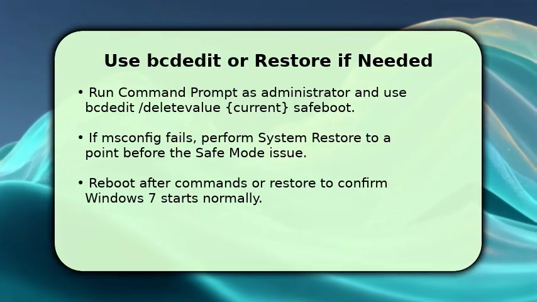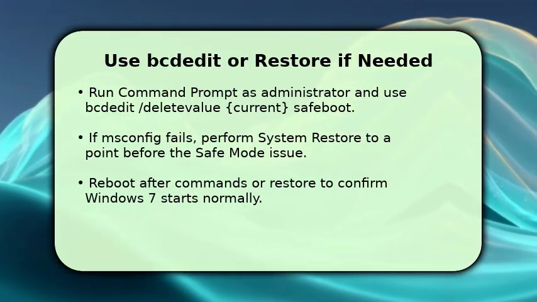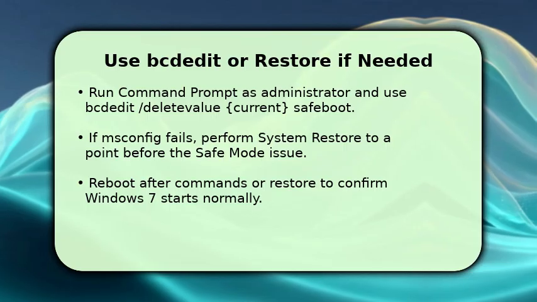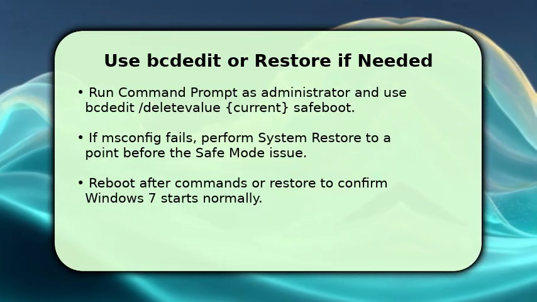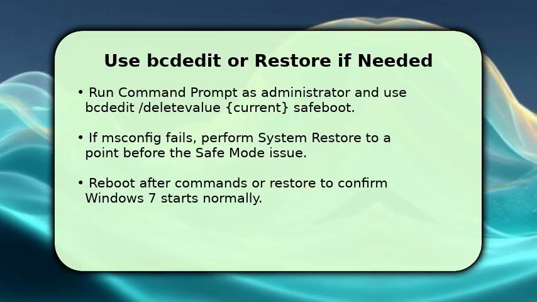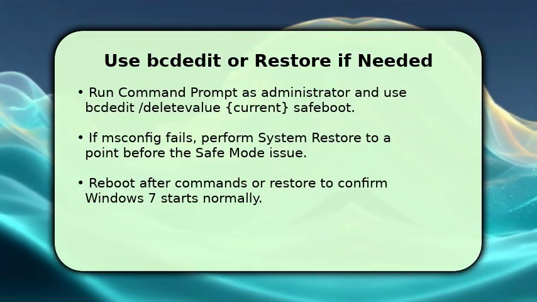If that command fails, use System Restore to return Windows 7 to a restore point before the problem started. Open Control Panel, choose Recovery, then launch System Restore and follow the prompts to pick a restore point.